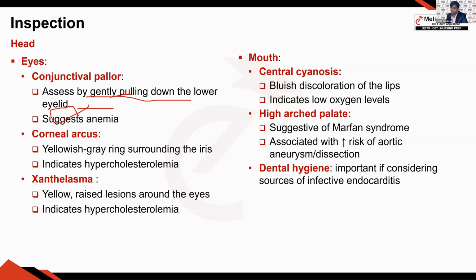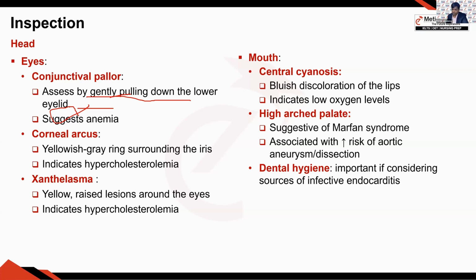Okay, special finding which is related to anemia. Then next MCQ is corneal arches. There is a condition where corneal arches appear. We have all the images. Corneal arches are a yellowish-gray ring in the eyes, which indicates an abnormal increased level of cholesterol, indicating hypercholesterolemia. That is corneal arches, which is an exam question.